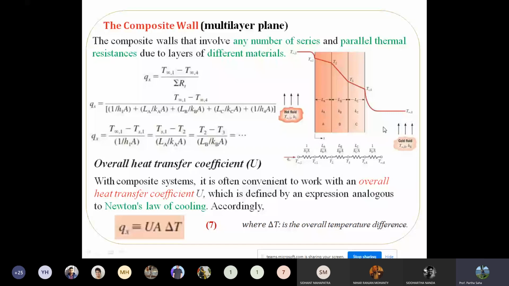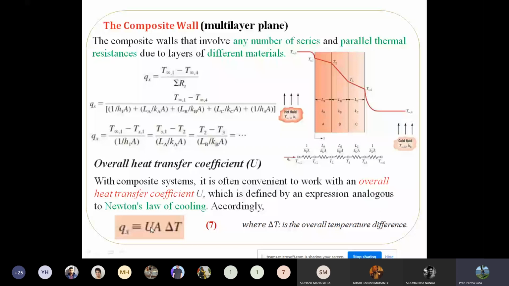Now the most important is the overall heat transfer coefficient, which is the crux of this talk. So what happens, instead of considering each individual layer, we can substitute all these individual thermal resistances by using an overall heat transfer coefficient given by U. Okay, it is often convenient to work with an overall heat transfer coefficient, which is given by capital U, and as per Newton's law of cooling, which is the convective heat transfer equation, the heat transfer can be given as Qx = UA times delta T.